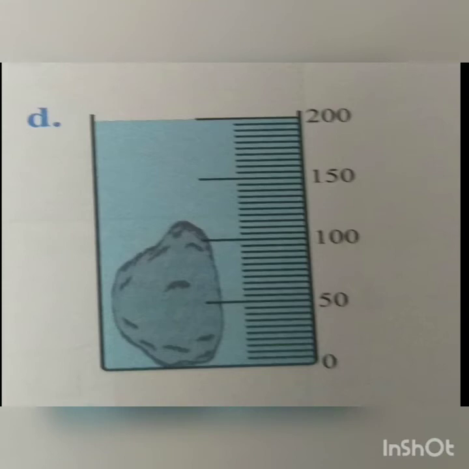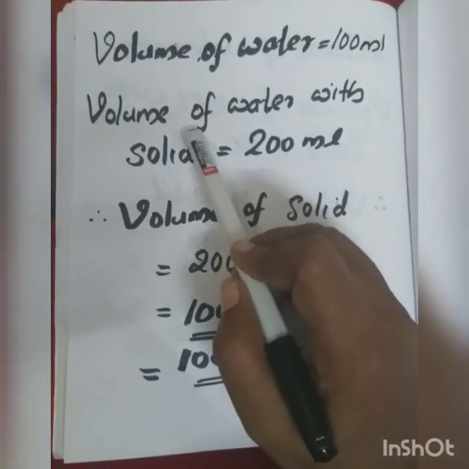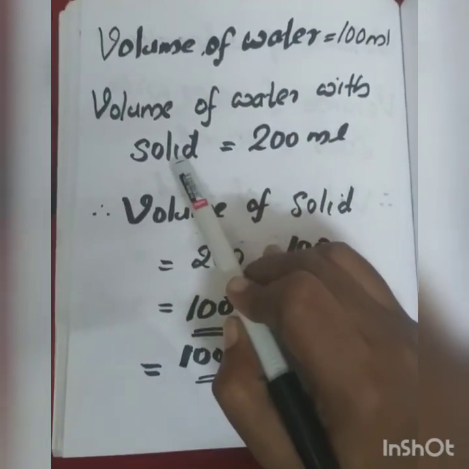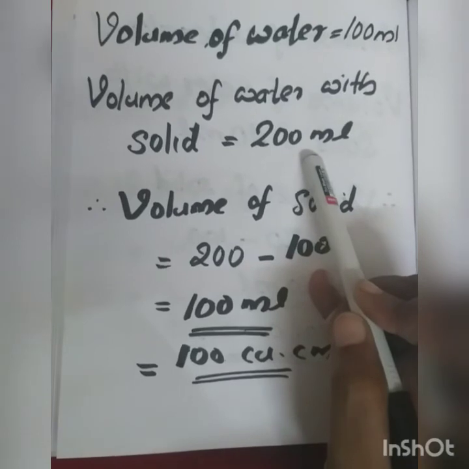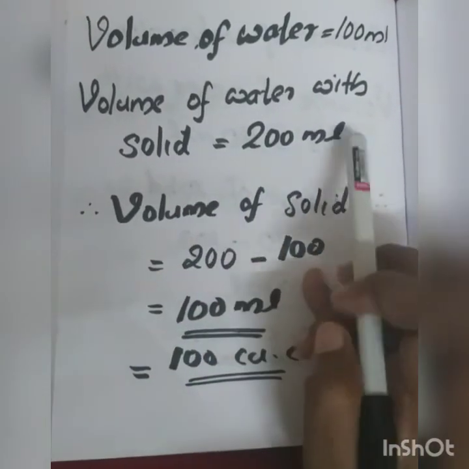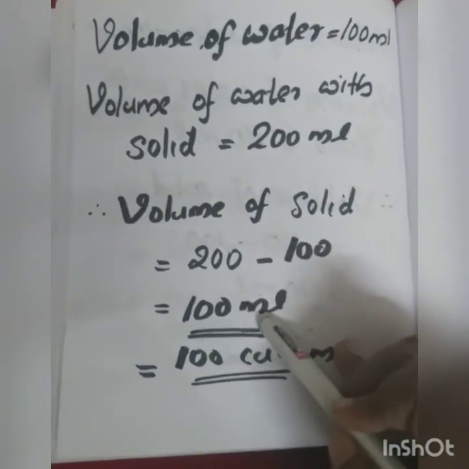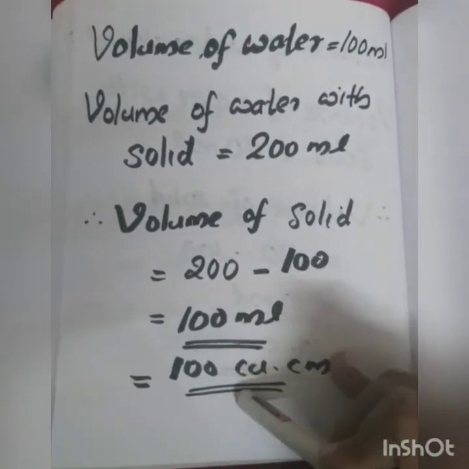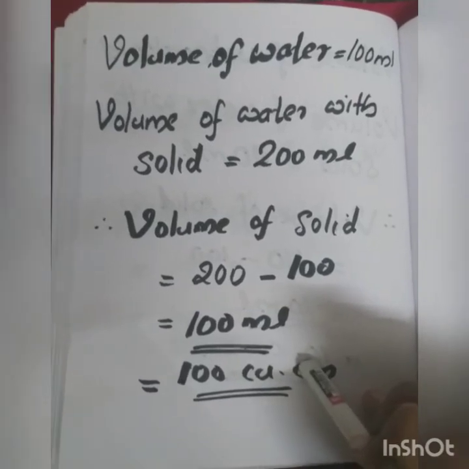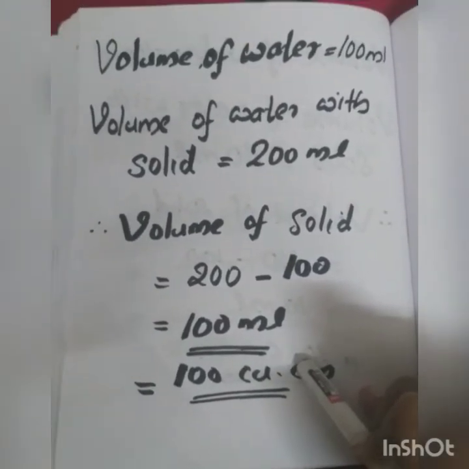So, what is the volume of this stone? Let us find it. In the last one, again the volume of the water level first was 100 ml itself. Then we dropped a stone. Then the water level increased from 100 to 200 ml. So the level of water was 200 ml with the solid. So the volume of the solid is 200 ml minus 100 ml, which gives you 100 ml. Now we are finding the volume of a solid, so ml cannot be given, isn't it? So 100 ml is equal to 100 cubic centimeter. Why? We know 1 ml is equal to 1 cubic centimeter. Therefore, the volume of the stone is 100 cubic centimeter.